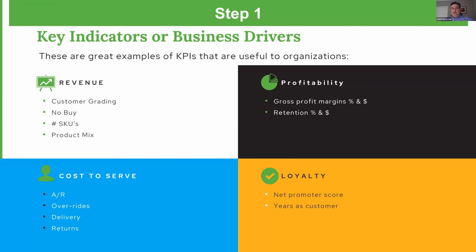Step 1, key business indicators. Business measures or drivers are measurable resources that drive performance to achieve maximum profits for a business. Identify the top 3 or 4 measurables in revenue, profitability, cost to serve, and loyalty. All drivers must be quantifiable, measurable, high level, and high impact. I've highlighted a few of the cornerstones in this slide.